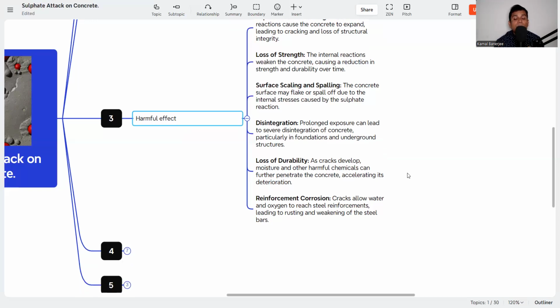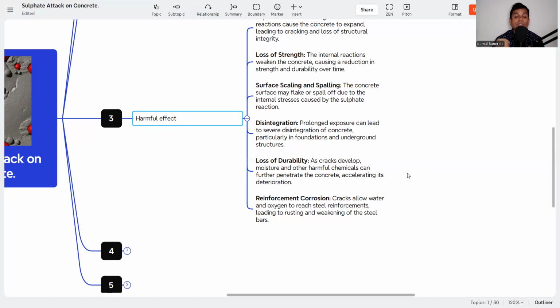Then loss of durability, as we discussed: as cracks develop, moisture and other harmful chemicals can further penetrate. That was already discussed. If carbon dioxide penetrates, carbonation happens. Again, it's a problem for durability and strength. If chloride is present, a chemical reaction also happens. Water is increasing, chloride is increasing, and the reinforcement will corrode. Again, this is a problem for durability and strength. So this weakens the durability; it's a durability concern.